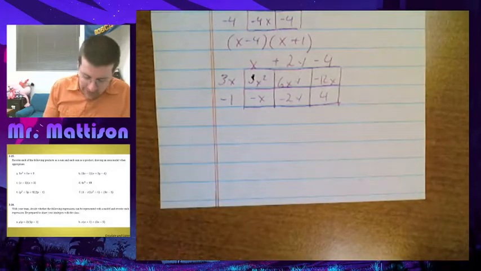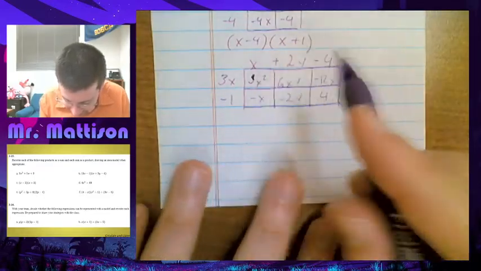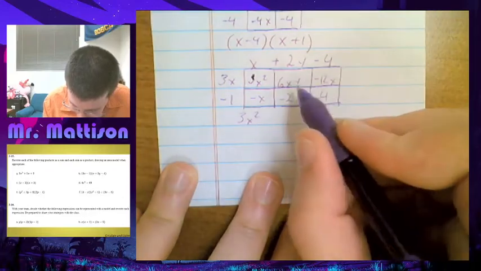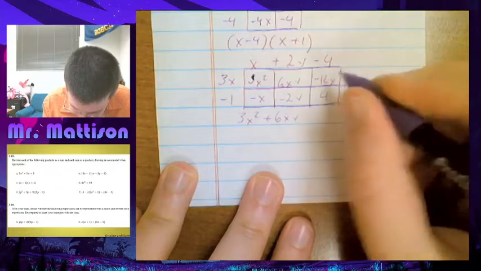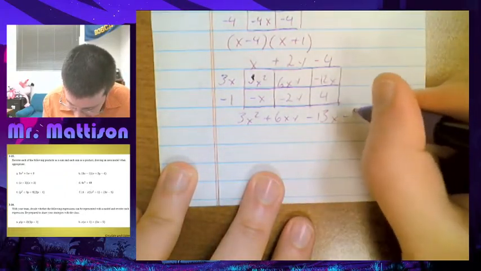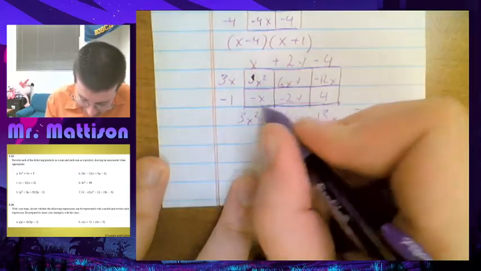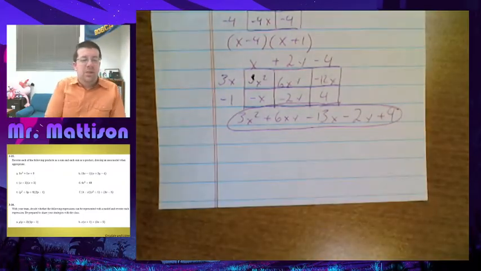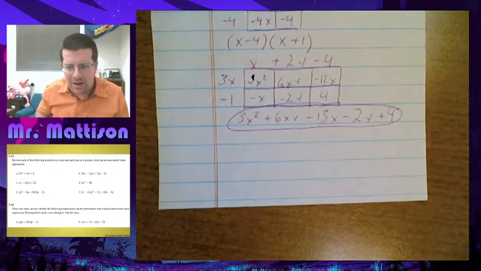So like term-wise, it's a little bit more challenging here, but I see I have a 3x squared, and then I have my xy, which is going to be plus 6xy, and then I have my x's, which is going to be minus 13x, and I have my minus 2y, and then I have that plus 4 as my constant. So those are all of my like terms. So again, kind of messy, but it's way easier, and I have a much lower chance of actually missing things if I do it in that actual box for me.